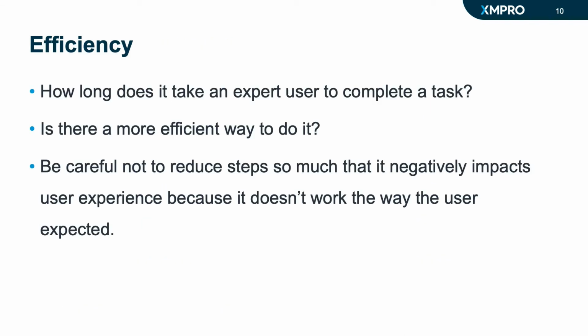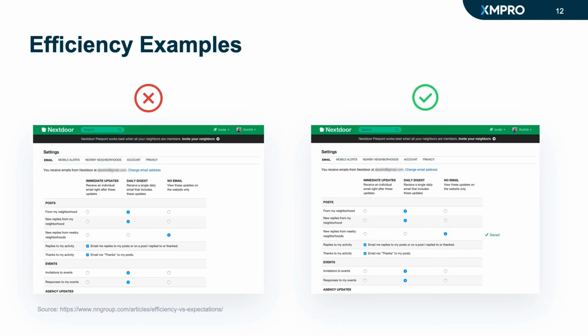Efficiency refers to how long it takes an expert user to complete a task in your app. You should always be asking yourself whether there's a more efficient way to do something in your app. But you have to also be careful to not reduce the steps so much that you start negatively impacting the user experience, especially for those beginner users that we talked about in the flexibility section. These efficiency examples are a bit small, but they do demonstrate what a big impact a small change can have.